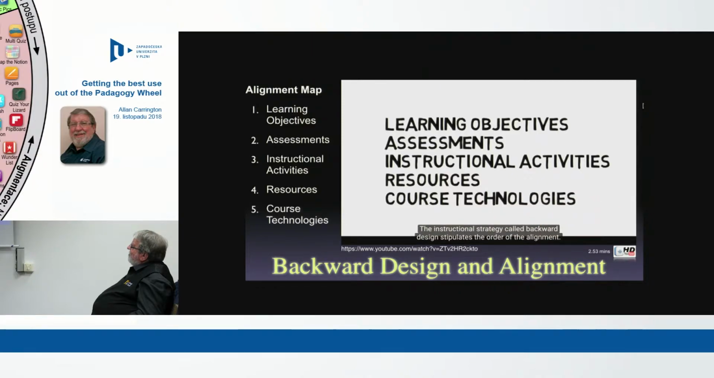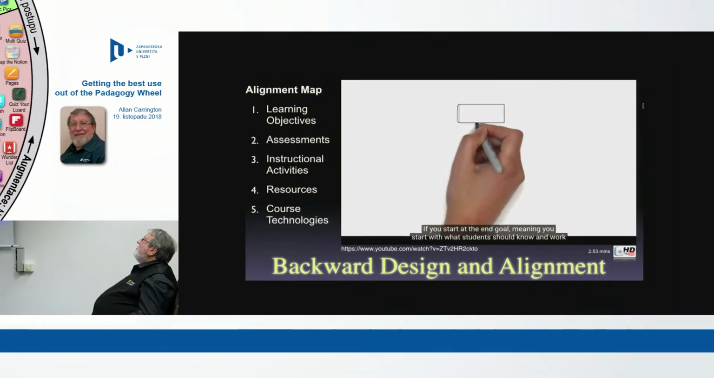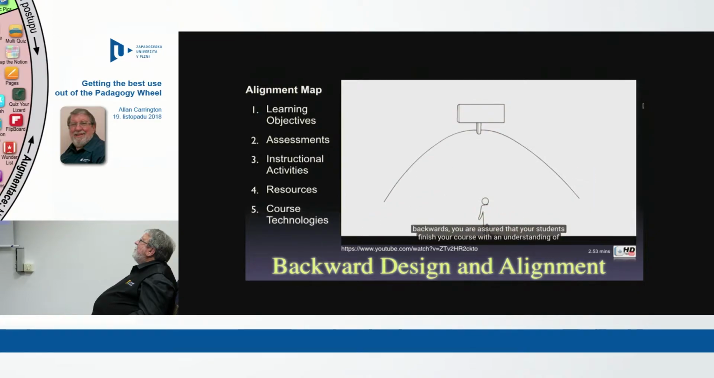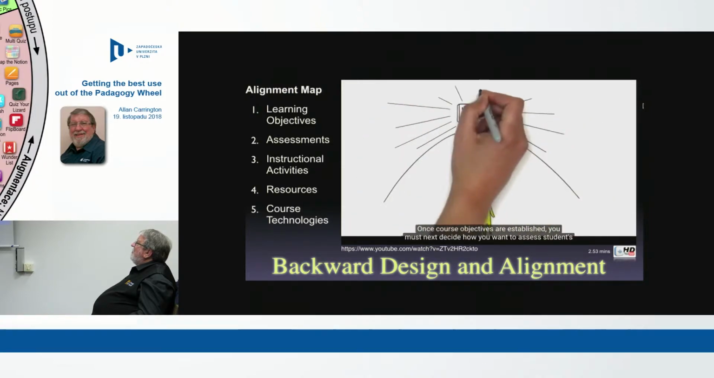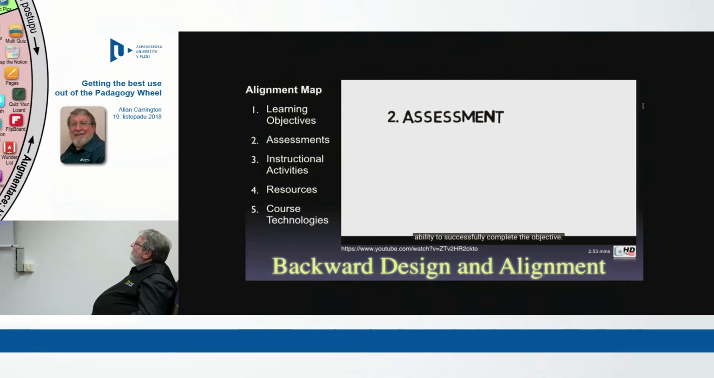The instructional strategy called backward design stipulates the order of the alignment. Backward design focuses on what students need to learn rather than what we want to teach. If you start at the end goal, meaning you start with what students should know and work backward, you are assured that your students finish your course with an understanding of what is most important for them to learn. Once course objectives are established, you must next decide on how you want to assess the student's ability to successfully complete the objective. In order for the objective and the assessment to be aligned, they must work together.